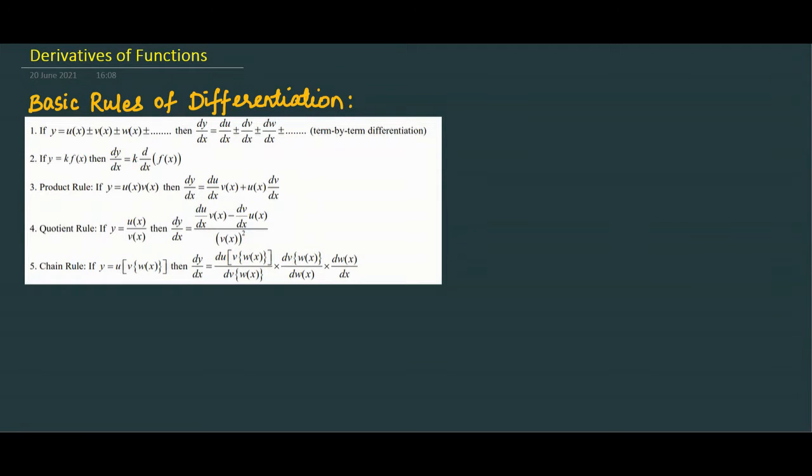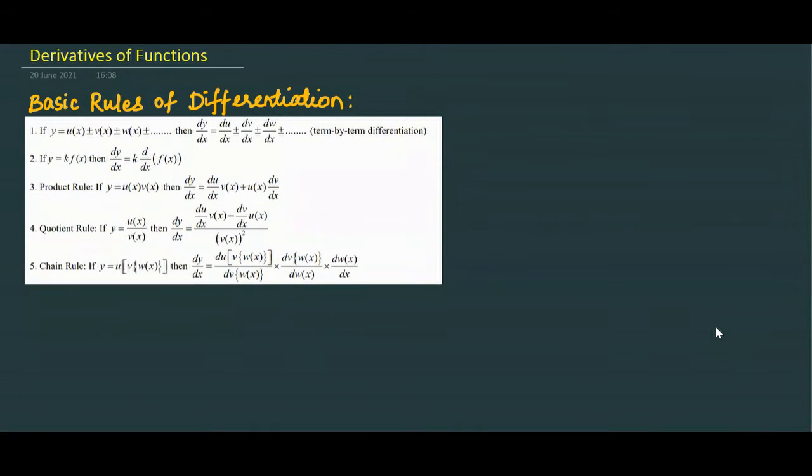So let's get back to the basic rules of differentiation. If y is a function which is made of the sum or difference of certain functions, then the derivative of y with respect to x is the derivative of each of these functions with respect to x, while the sum or difference remains as it is. So it is term by term differentiation.